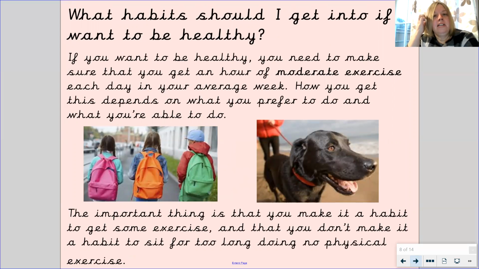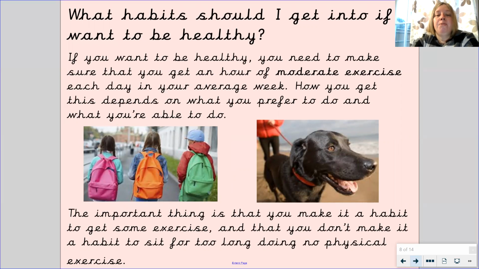What should I do? What habits should I get into if I want to be healthy? If you want to be healthy, you need to make sure that you get an hour of moderate exercise each day in your average week. How you get this depends on what you prefer to do and what you'll be able to do.